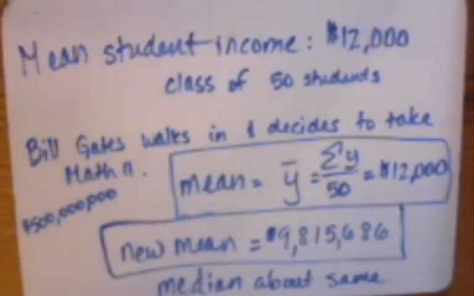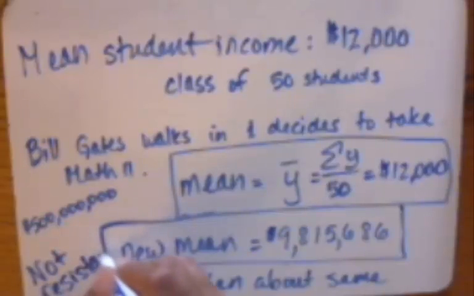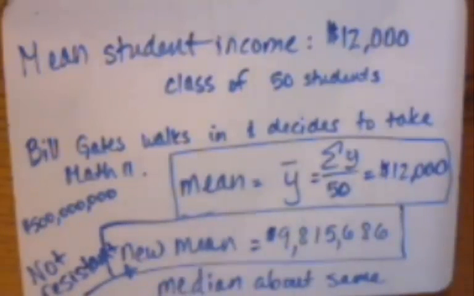And by the way, let's just say he made $5 million a year, it goes to like $1 million. So the idea is the mean is not resistant to outliers. However, a median would only change maybe one value over or something like that, because it's just the middle value, right? Adding one more value to the end doesn't change the median. The median is resistant to outliers.